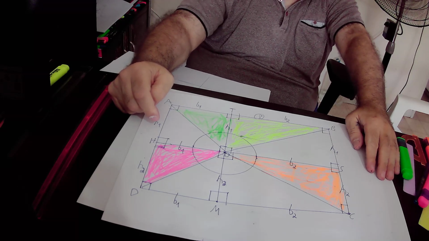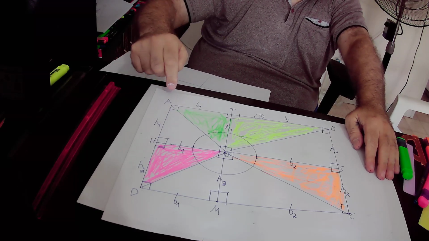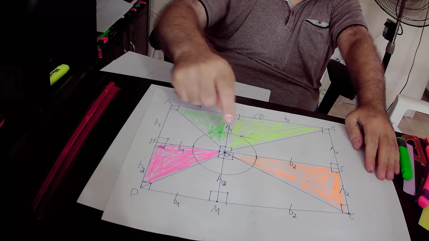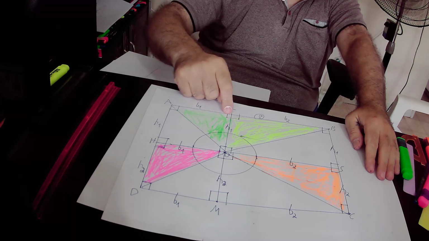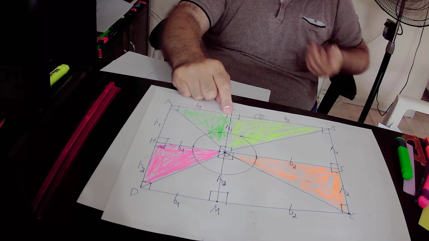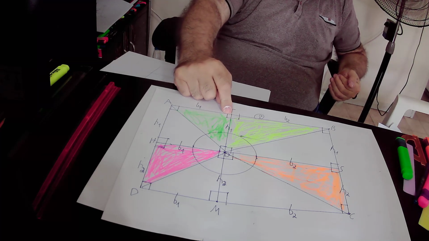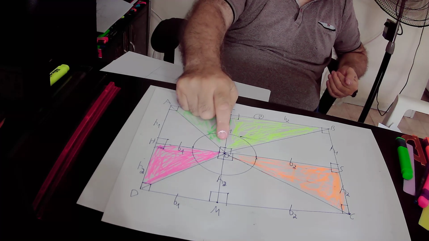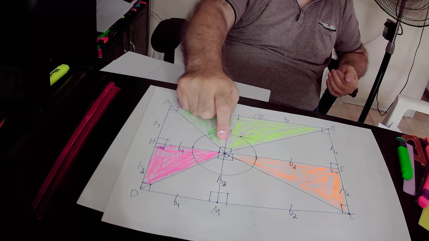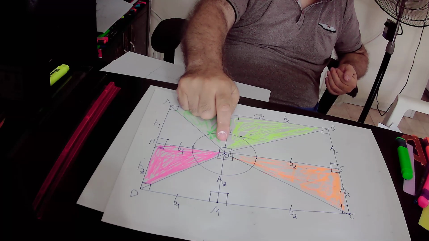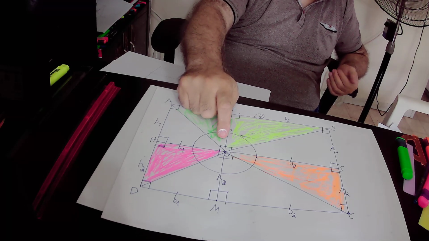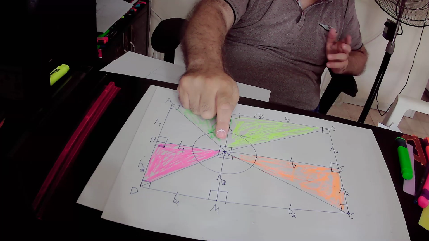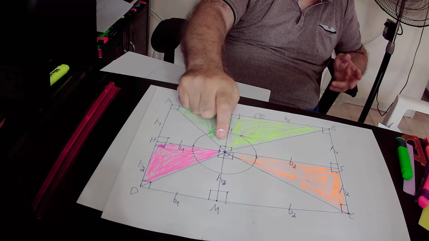Okay, so here in quadrilateral ATHO, we have 1, 2, 3 right angles. The sum of 3 right angles is 270 degrees. Therefore, the fourth angle here must also equal 90 degrees, according to the rule that the sum of the angles in any quadrilateral is equal to 360 degrees. 270 degrees plus 90 degrees is 360 degrees. That is the sum of the angles in any quadrilateral.